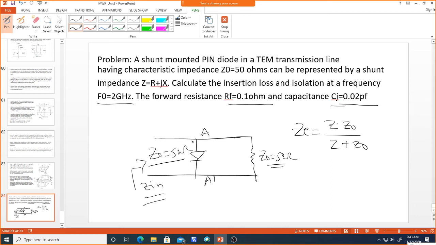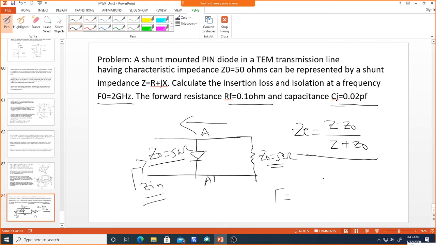Say for example we have the impedance at this point, which is Z. We can represent it as ZE, the effective load impedance, which can be calculated using this equation: ZE equals Z into Z0 by Z plus Z0. Now the reflection which is coming from the load, we will call it gamma, the reflection.